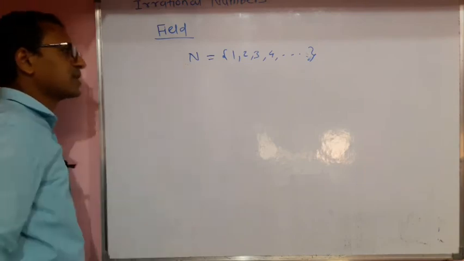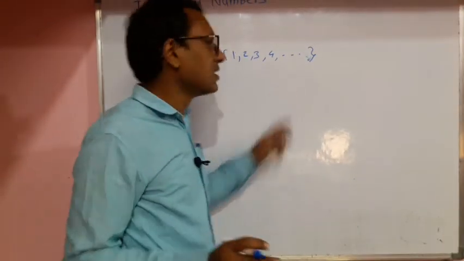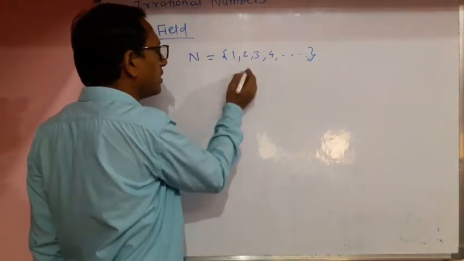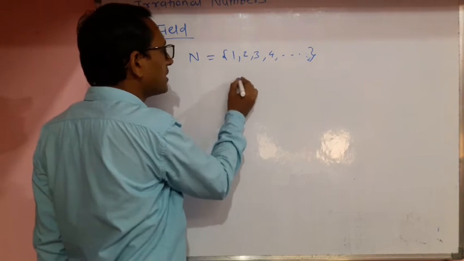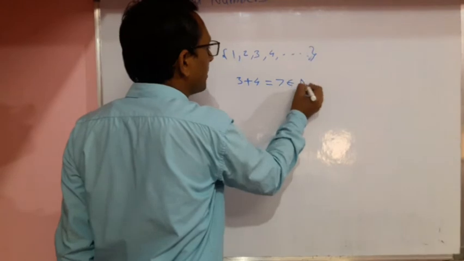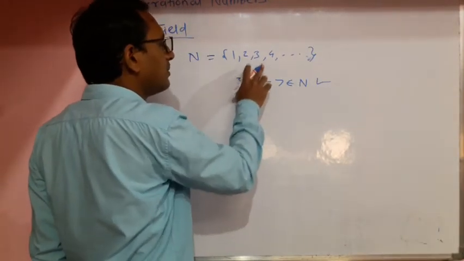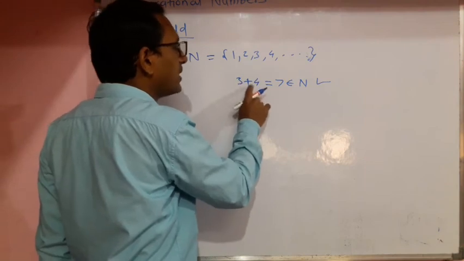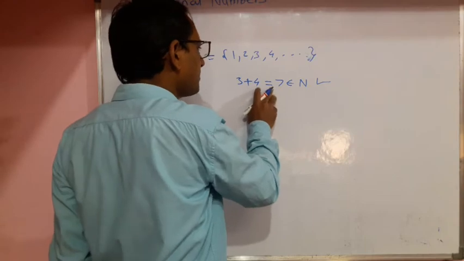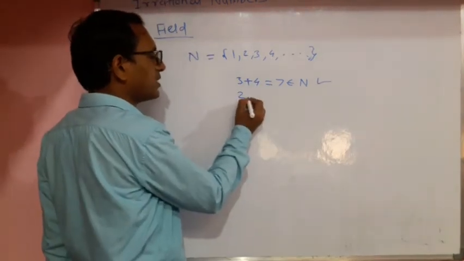So we have to verify for the set of natural numbers whether it is a field or not. First we have to verify whether addition and multiplication composition are defined. Addition composition is defined, meaning the sum of any two elements is a natural number. This is true for any two elements of natural numbers. The sum of any two natural numbers is again a natural number, which means addition composition is defined. And likewise, multiplication composition is also defined.